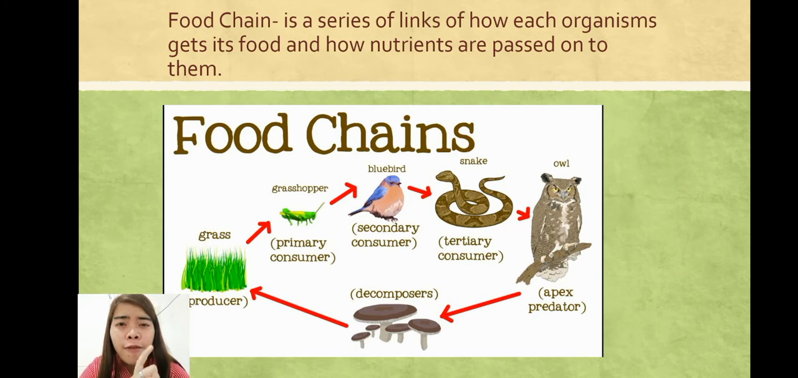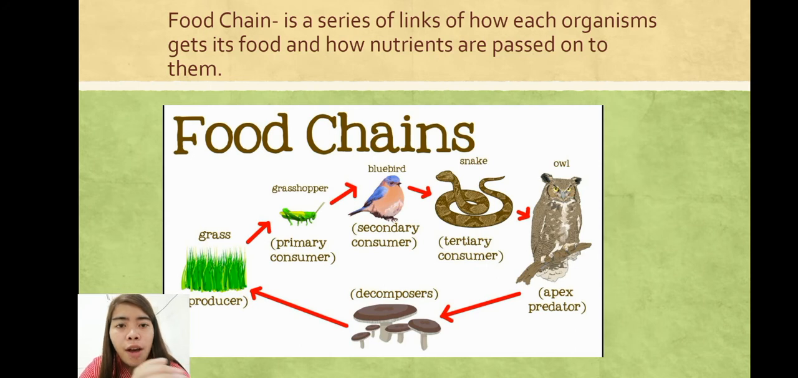Okay, so as you can see in the food chain, there are arrows. The arrow means "eaten by." For example, grass is eaten by the grasshopper. So meaning, whoever the arrow points to is the one that eats, or the one that uses that particular organism.